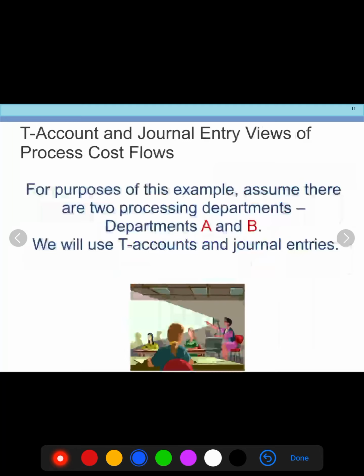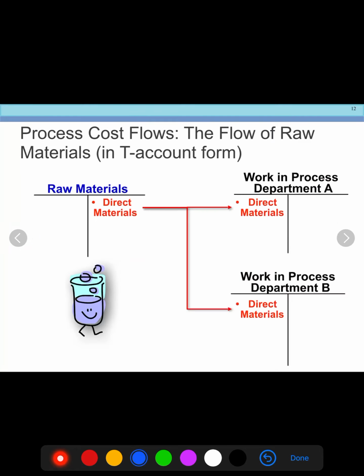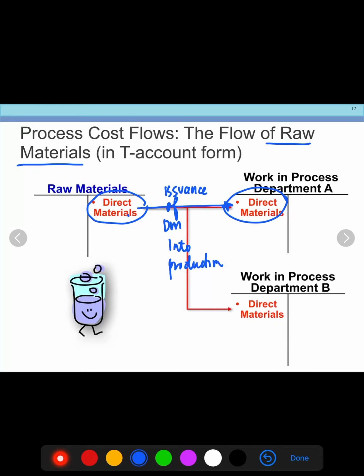In analyzing the flows through the use of a T account and journal entry, in the given example of process cost flows, the raw materials, which is actually the direct materials, a credit on the raw materials will be forwarded to a debit in the work in process department A. So, the flow of this to this happens when there is an issuance of direct materials into production.